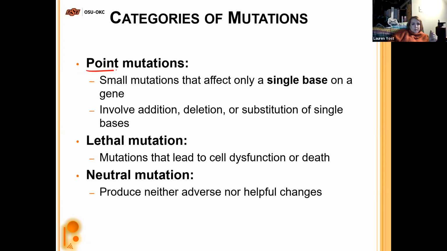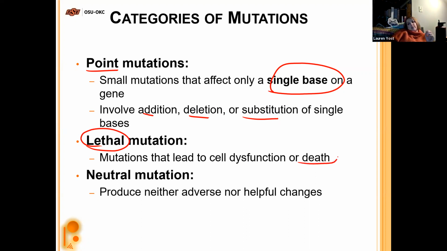Okay, so point mutations are little mutations that only affect one single base in a gene. This could be an addition, adding a new one in, it could be deleting one, or substituting it for something else. Those are possibilities there. Lethal mutations are those that cause the cell to not be able to work properly and cause death of the cell, or be totally dysfunctional and not useful at all. Then we have neutral mutations that have no real obvious effects at all. Those are possibilities as well.